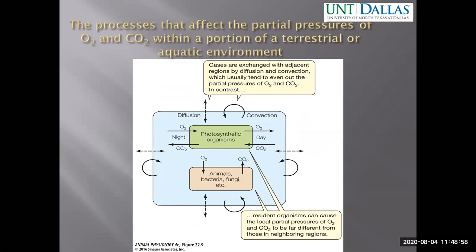So moving on to the processes that affect the partial pressure of oxygen and carbon dioxide within a portion of terrestrial or aquatic environment. So we have certain respiratory environments. When we consider the respiratory environments of animals in nature, biotic processes are as important as physical effects in determining the concentration and partial pressure of oxygen and carbon dioxide. So the processes at work in a portion of terrestrial or aquatic environment, as you can see in this figure, involve the animals and plants.